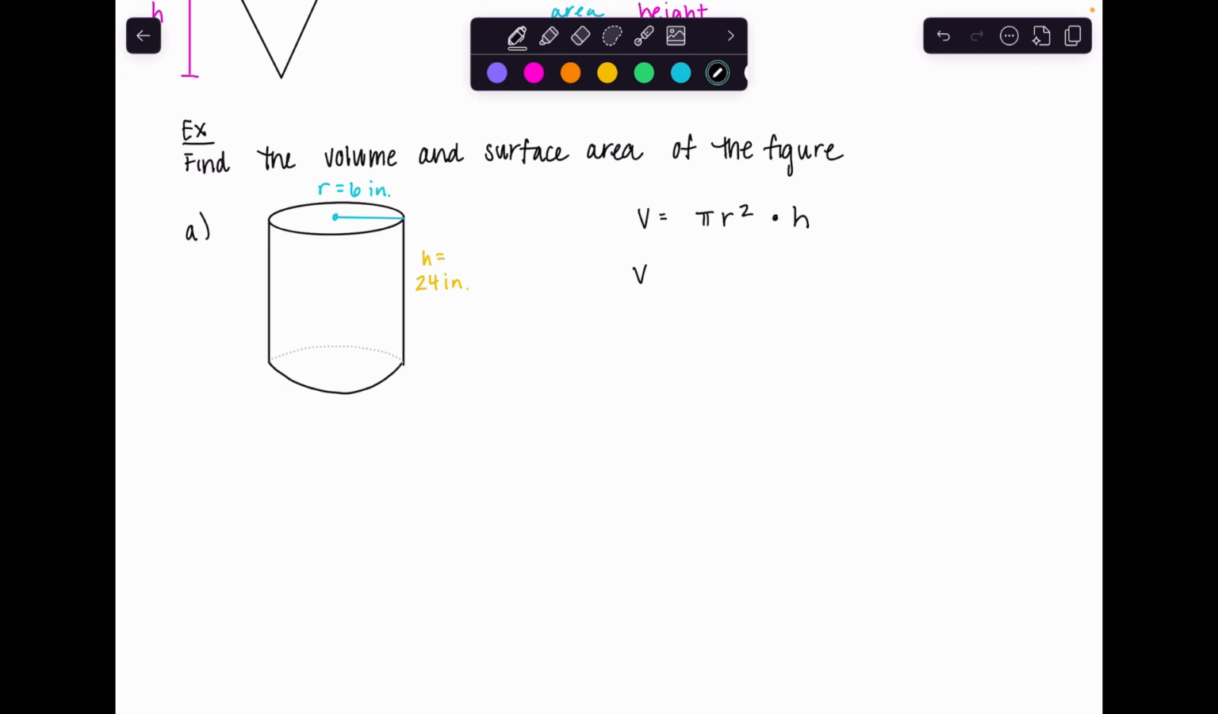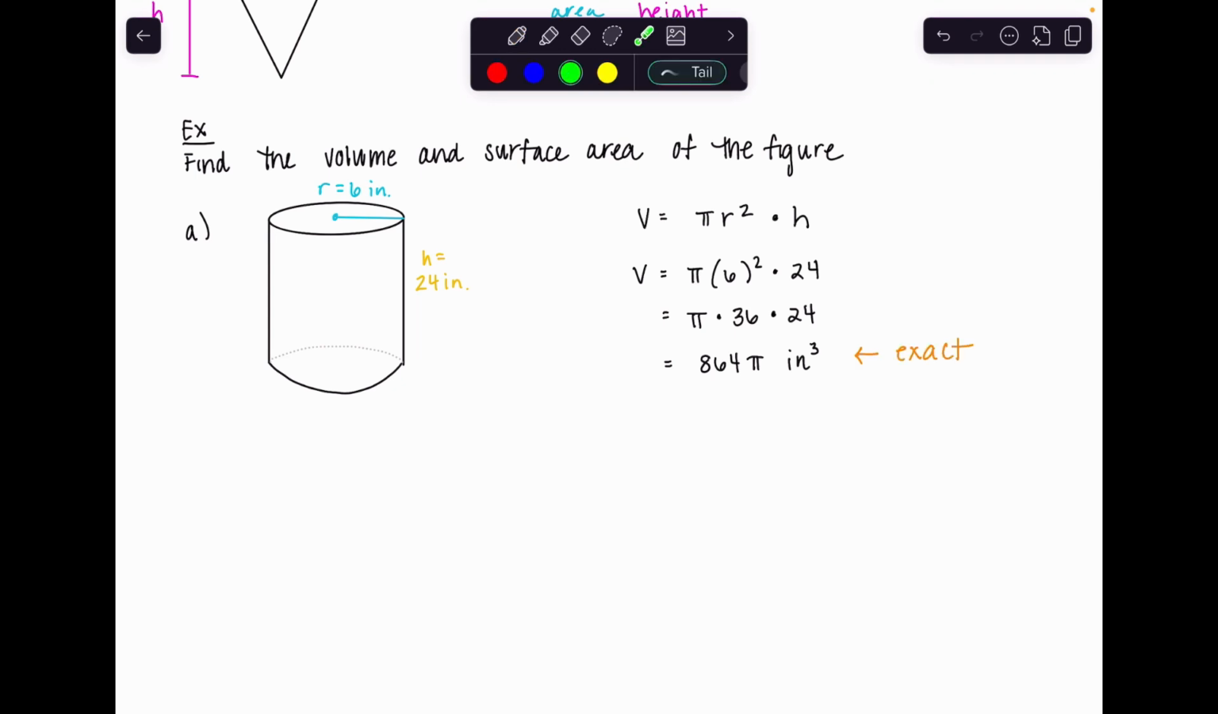So our volume of this figure is pi times my radius squared times my height. So multiplying this out, this will give me pi times 36 times 24. And then if you do 36 times 24, we usually like to put that at the front, followed by pi. So the exact area would be 864 pi. And then the units on this, because it's a volume, are we take that unit and we cube it. Okay? So this is the exact area.